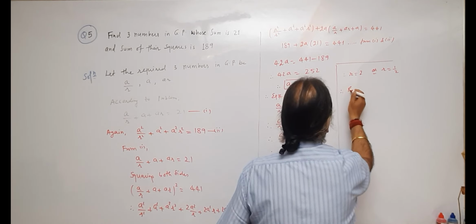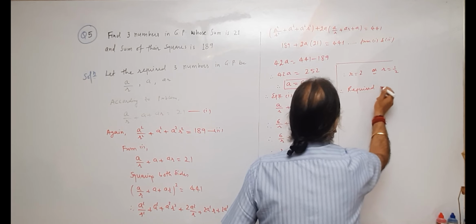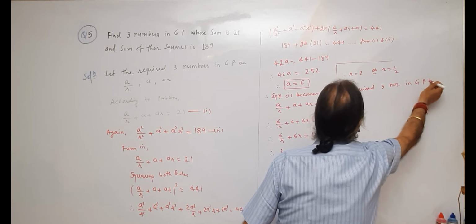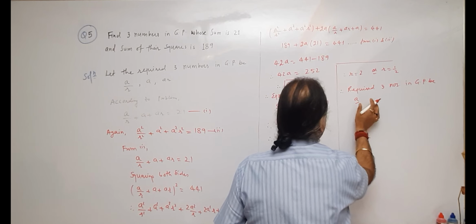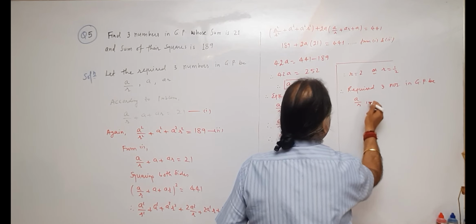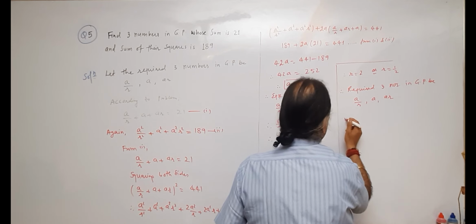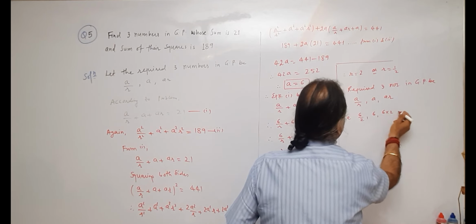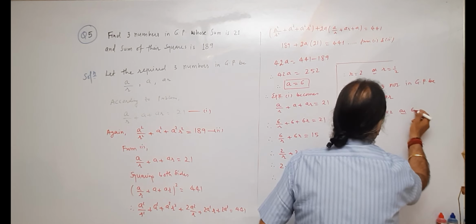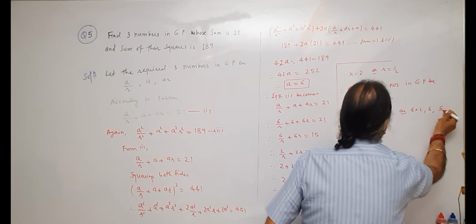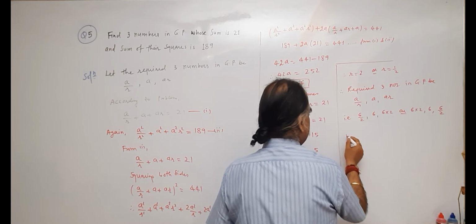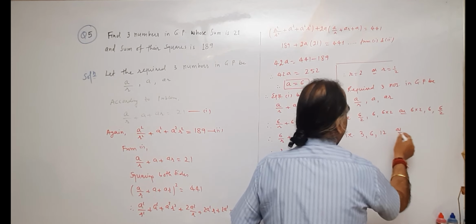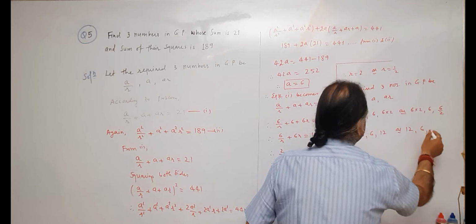Therefore the required three numbers in GP, A upon R, A, AR, that is 6 upon 2, 6, 6 into 2, or 6 into 2, 6, 6 upon 2. That is 3, 6, 12 or 12, 6, 3.